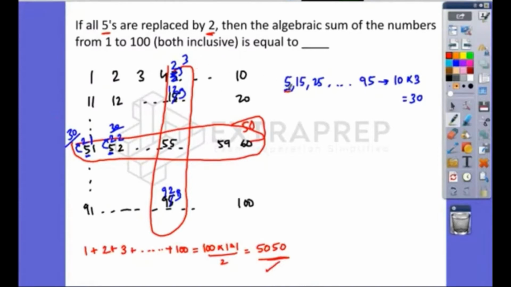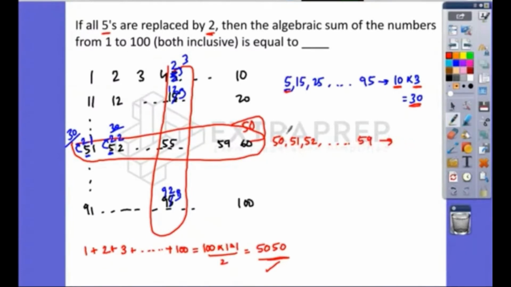Okay, 5050. Generally if you calculate, you're going to get 5050, but all the 5s are replaced by 2s. So in the units place, you are reducing 3 for every number, and that 10 times. So 10 3s are 30 should be reduced. Similarly for tens place, 50, 51, 52, so on up to 59. How many numbers are there? 10 numbers again, 1 to 9 and 0 again.